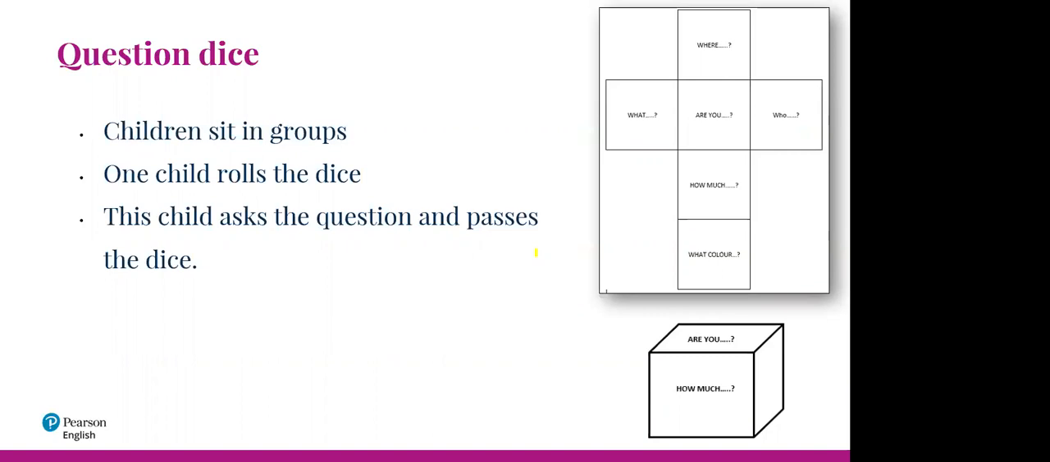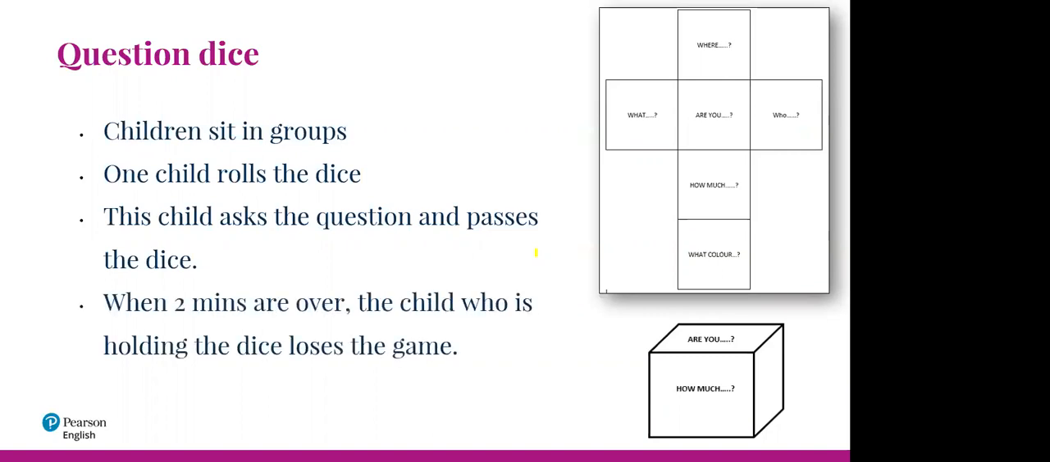The child who has been asked the question has to answer it. And after the answer, they roll the dice again and ask a question to another child, and so it goes. You set the time limit, let's say 2 minutes, 5 minutes, it's up to you. And when the time is over, the child who is holding the dice loses the game. Nobody wants to lose the game, so everybody wants to get rid of the dice, so they roll it very quickly. They try to ask and answer the question as quickly as possible, so that they can get rid of the dice.